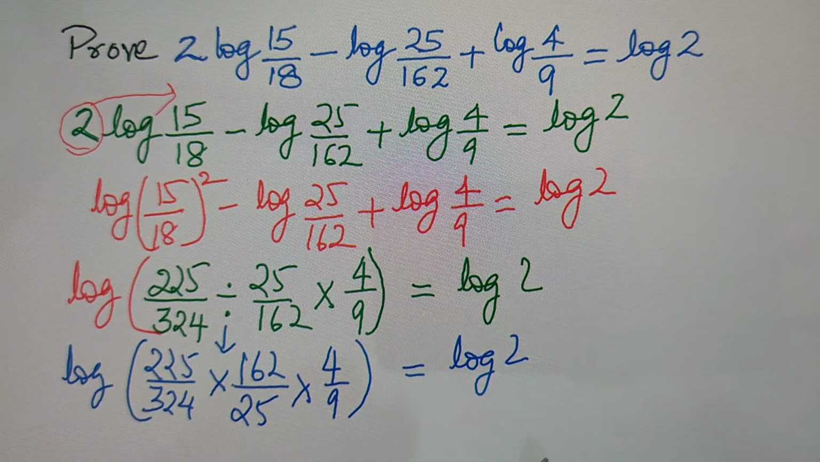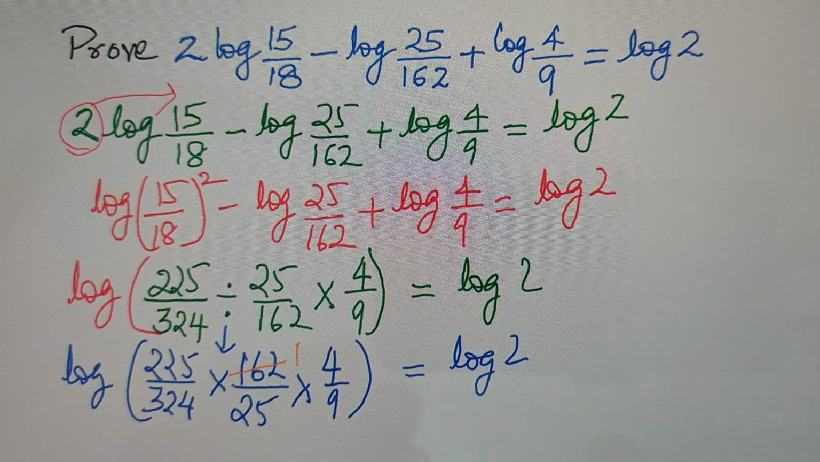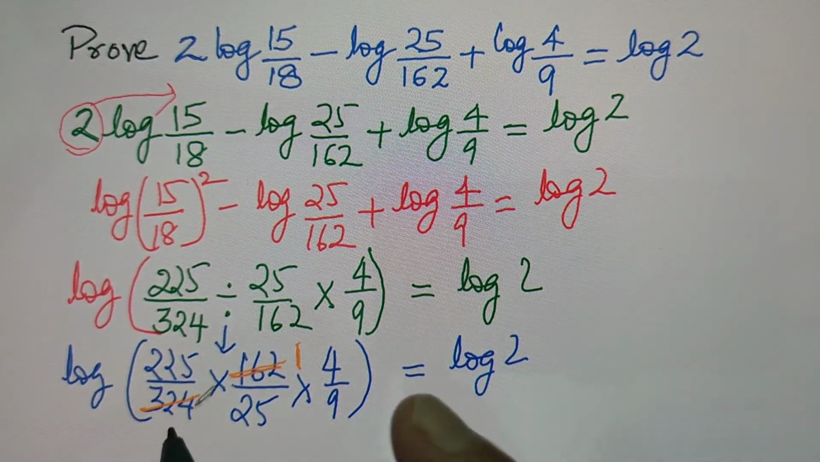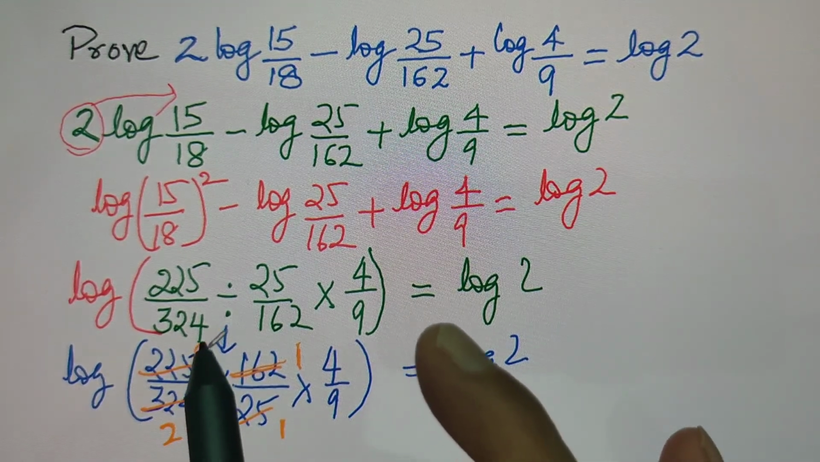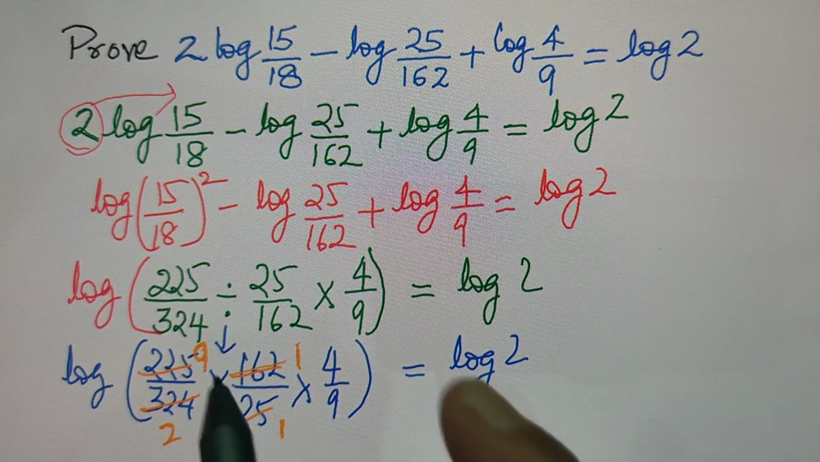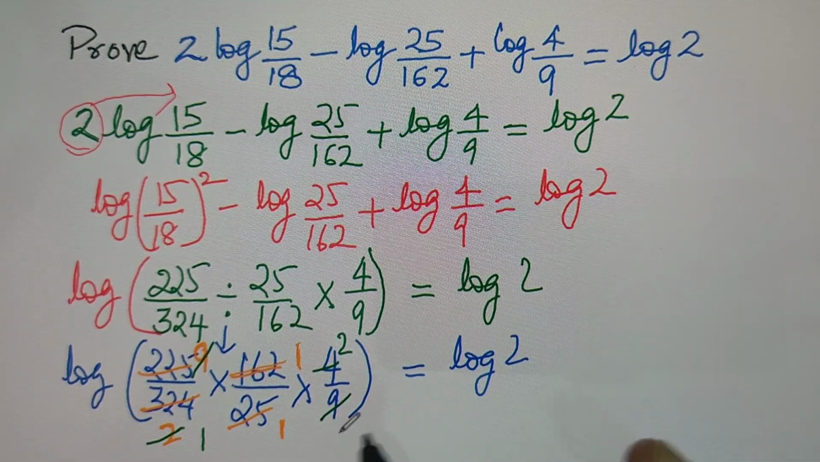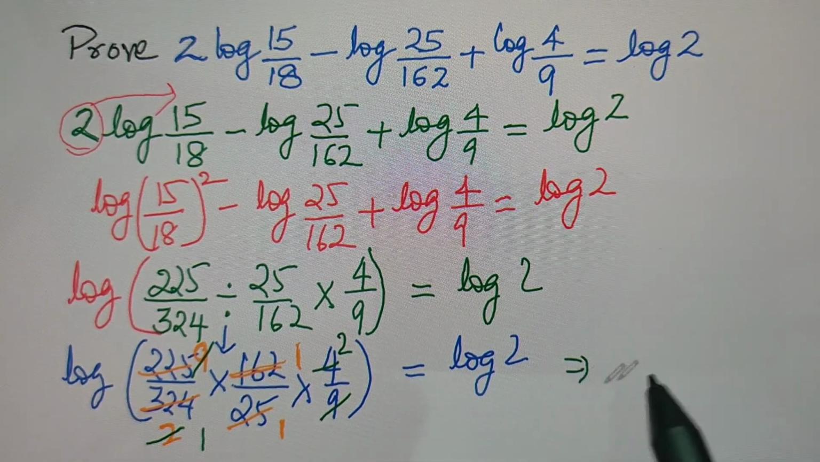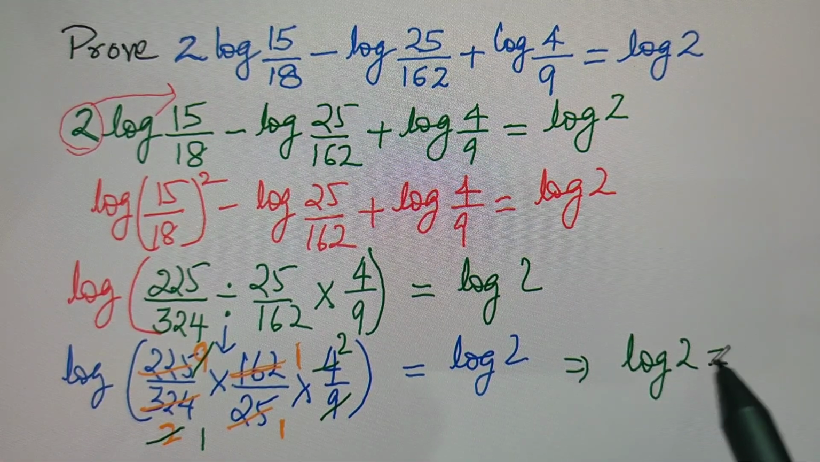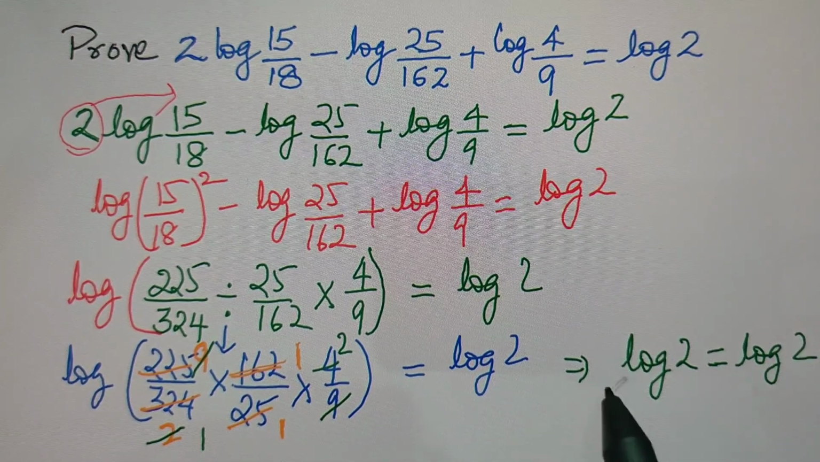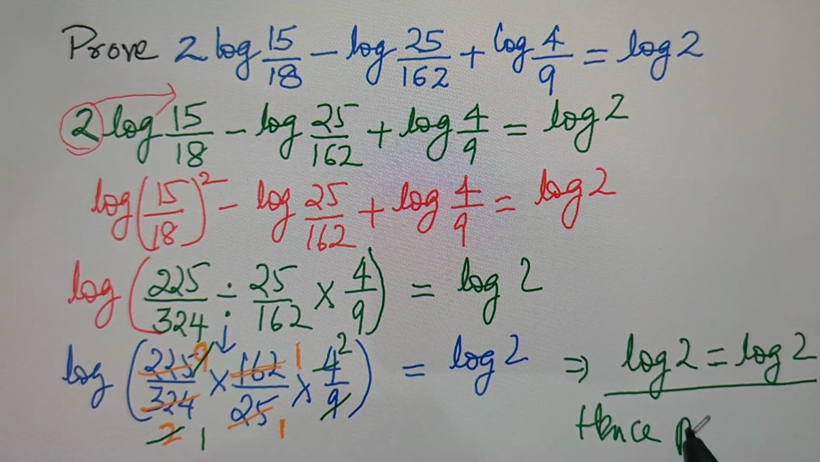Great. Now what we can do is cancel the terms. 162 ones are, now this is 1 times and this is 2 times, 25 ones are and 25 nines are, and 9 and 9 get cancelled, and 2 ones are, 2 twos are. So what do I get? I get log 2 here, which is equal to log 2. So my LHS is equal to RHS. So hence proved.